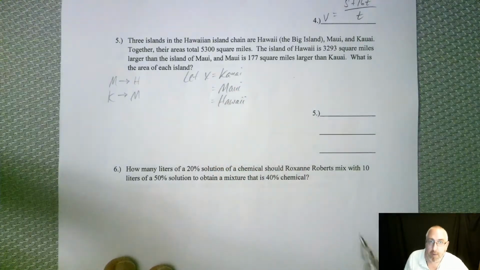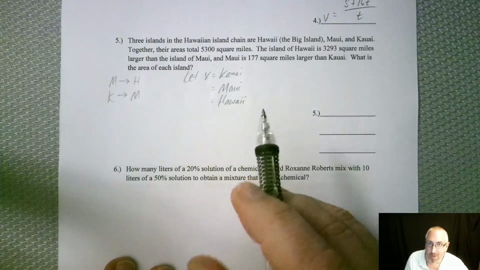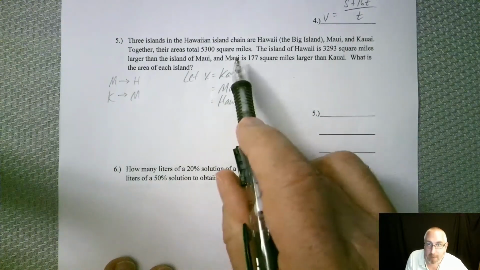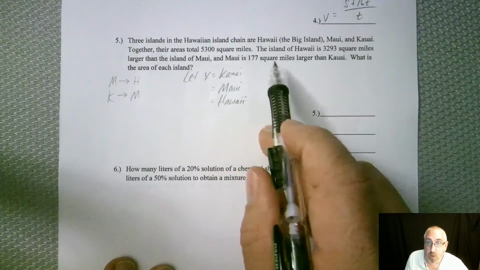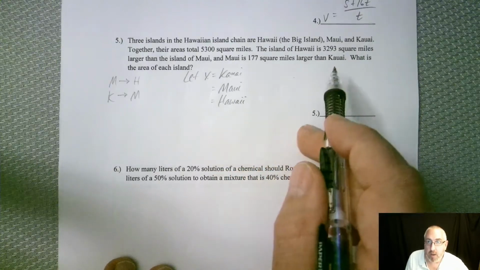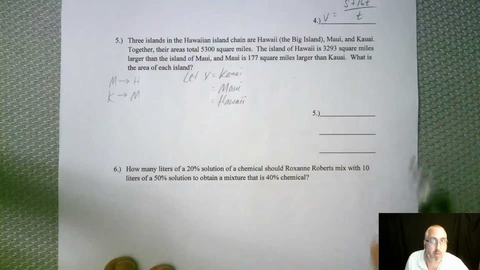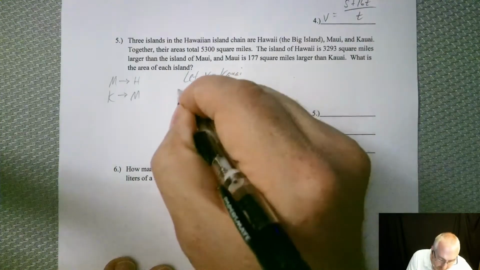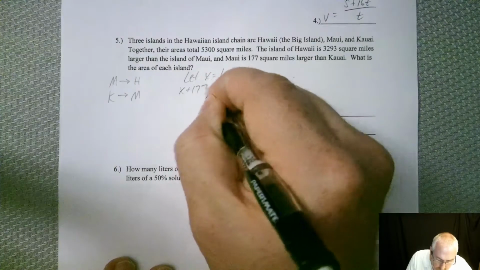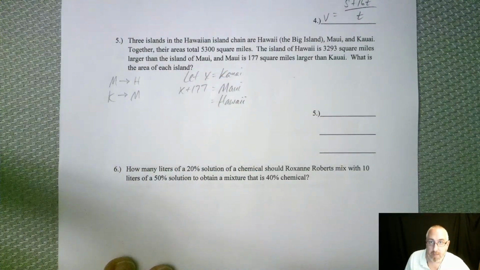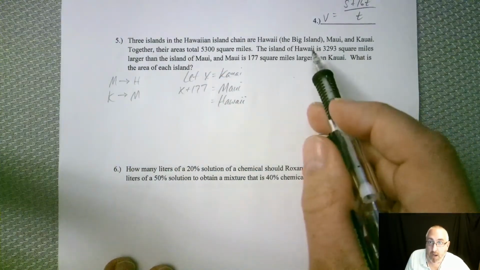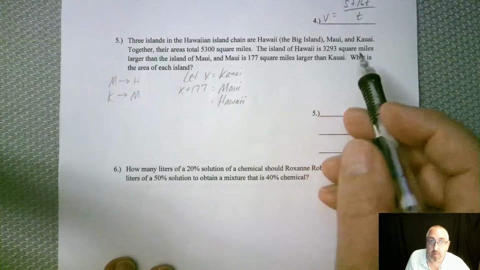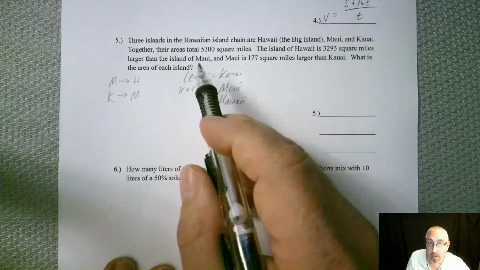All right, but now let's get the expressions that go along with it. So what's the relationship? Maui is 177 square miles larger than Kauai. So larger, more than, plus. So we're going to add 177 to that. Now for Hawaii, Hawaii is 3,293 square miles larger than the island of Maui.